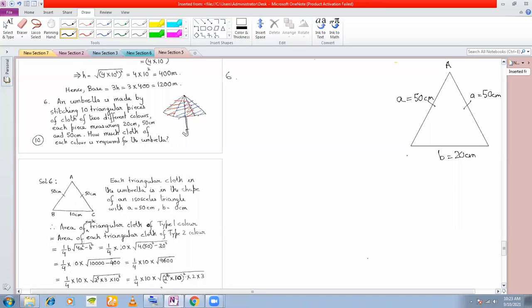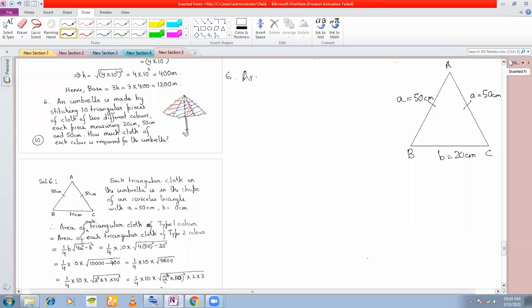This is one piece. How many such pieces are there? Since I have shaded with red and blue, 10 red pieces are there and 10 blue pieces are there. So 20 in total, 10 red, 10 blue. You have to find how much cloth of each color is required, that is, the area of red cloth required and the area of blue cloth required. Let us first find out the area of each piece.